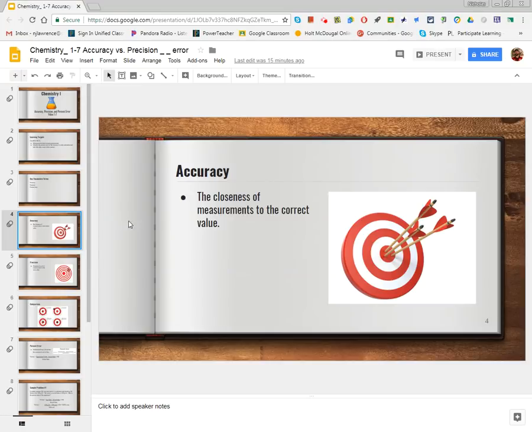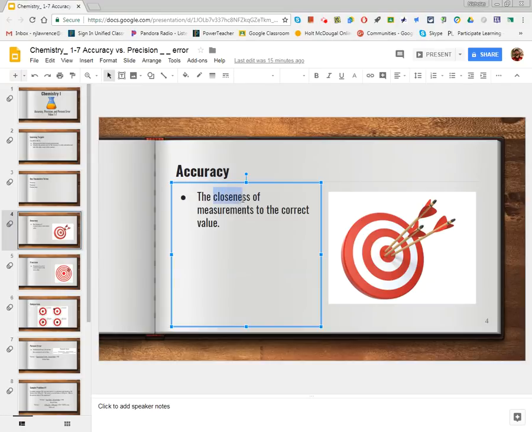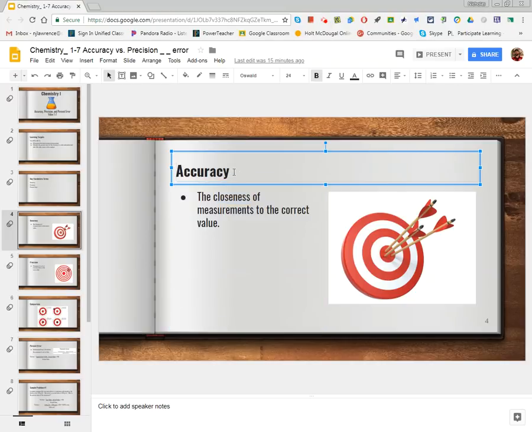Accuracy. When you see the word accuracy, think of the word closeness. Another word you can think of is the word actual. So every measurement out there has a correct value, a value that actually exists somewhere in the world that if you had the perfect equipment, you would get that number every single time. So in a lab, when we do experiments and we come up with a number, or when we take a measurement of something, the closeness of our measurement to the correct value is considered the accuracy.